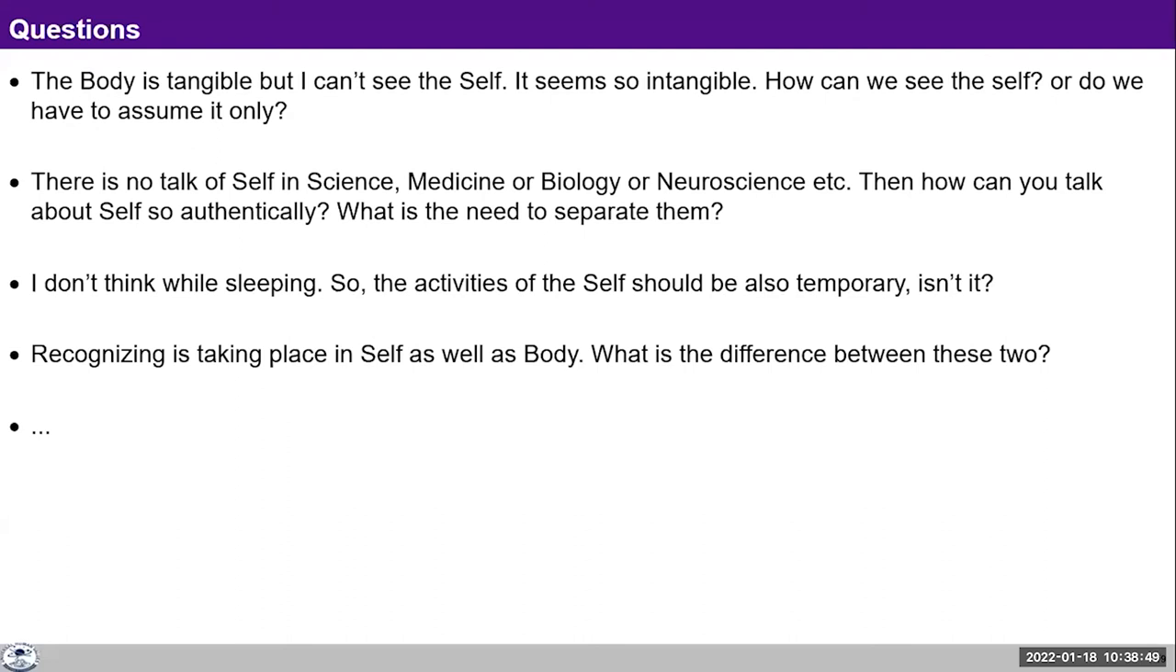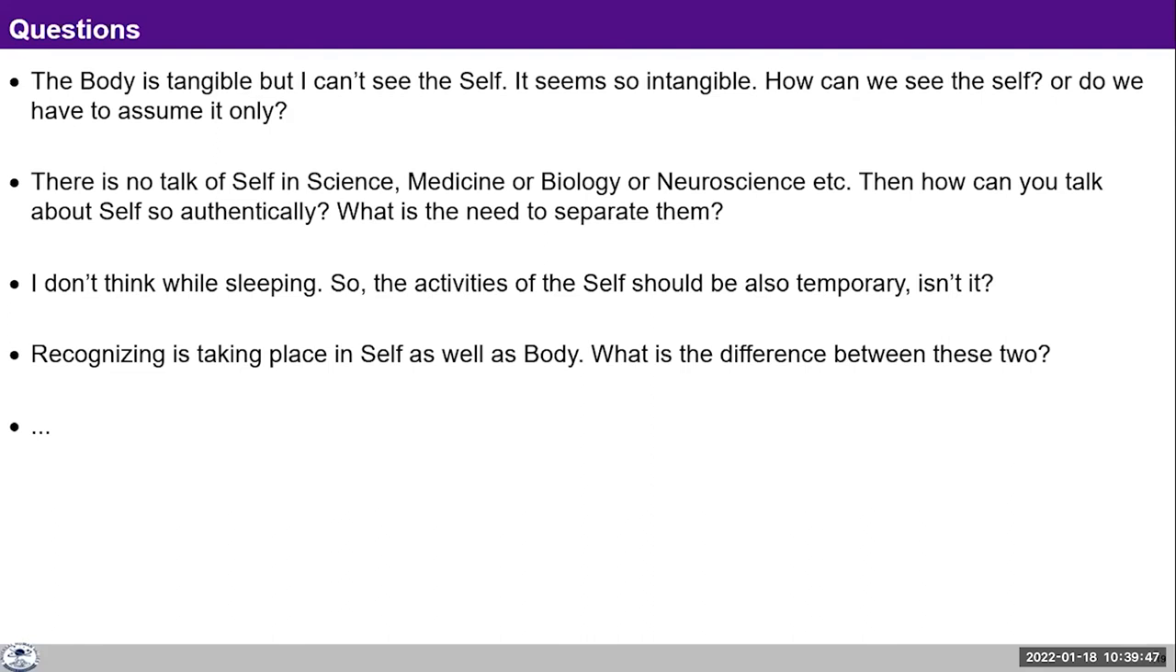Let me just take the last hand. Dr. Satya Sheila. Hello, sir. I don't think that while sleeping the activities of the self happen. But actually, I myself believe that even during sleep, activities of the self are continuous, because when we talk about dreams, it is not the activity of the body, it's the thought process of the self which is going on. So I would like the students to also try to self-explore in that way, because obviously the self does think and the thought process is there.